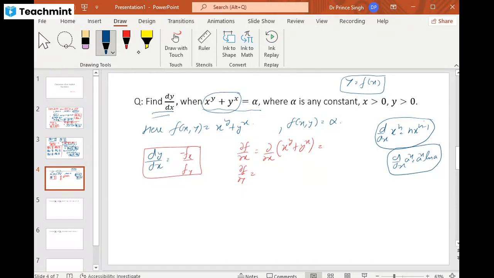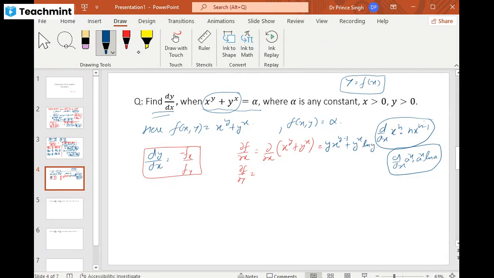So what is the derivative of x power y? This is y times x power y minus 1. And what is the derivative of y power x? Because y is treated as constant, it is like a power x. So this derivative is y power x times log of y.